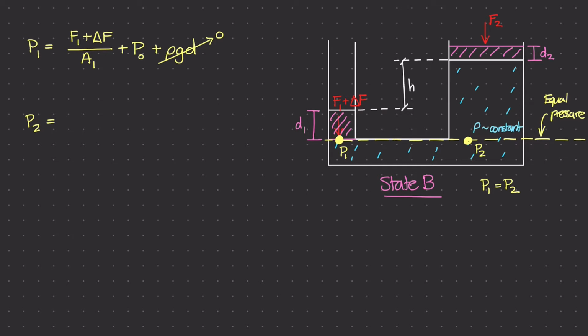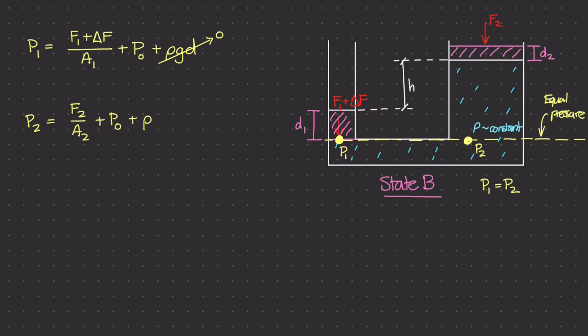So the first pressure caused by piston 2 is F2 over A2, right? Force over area is pressure, and that is just the pressure caused by F2. And we're going to add to that P naught, which is, in this case, just atmospheric pressure, because piston 2, which is located right here, is open to the atmosphere. And then we're going to add to that rho GD.